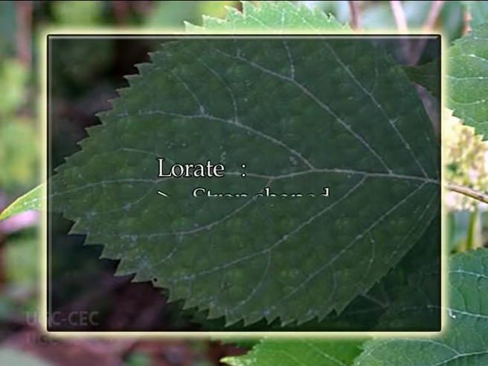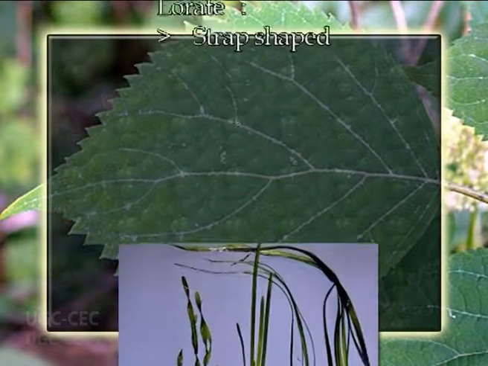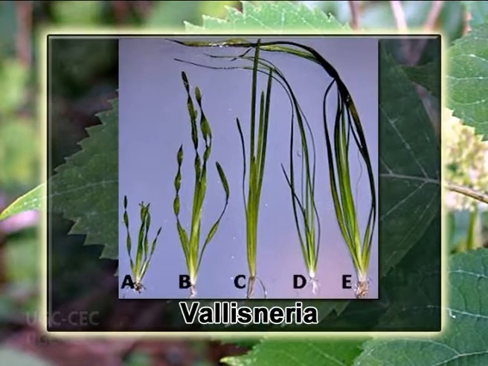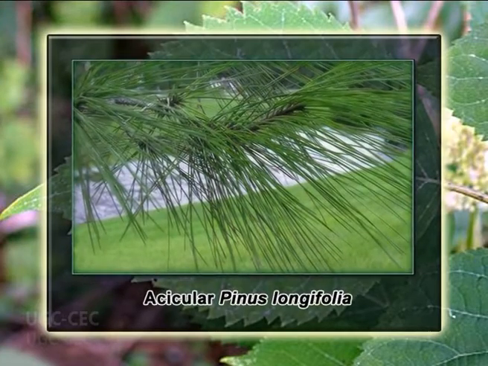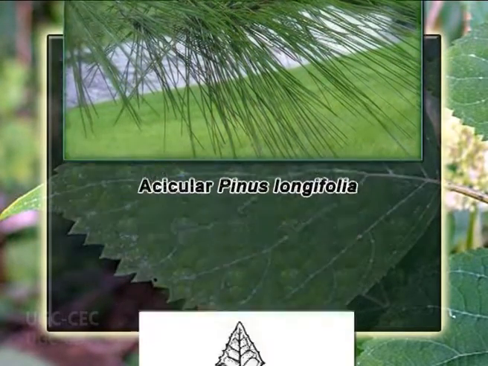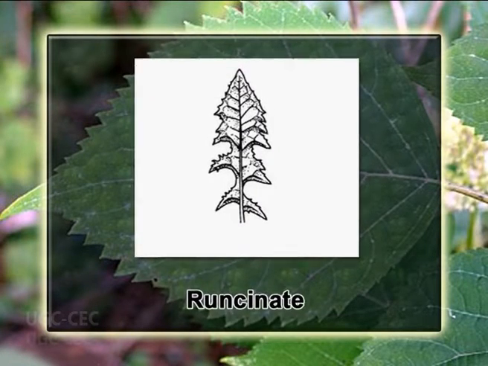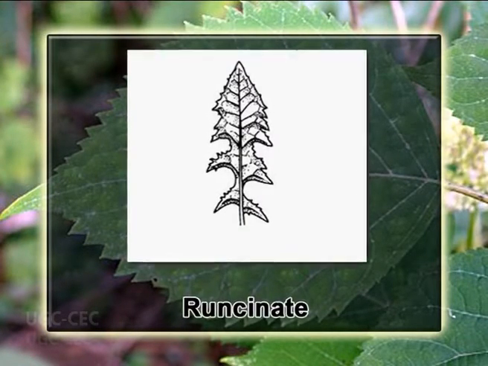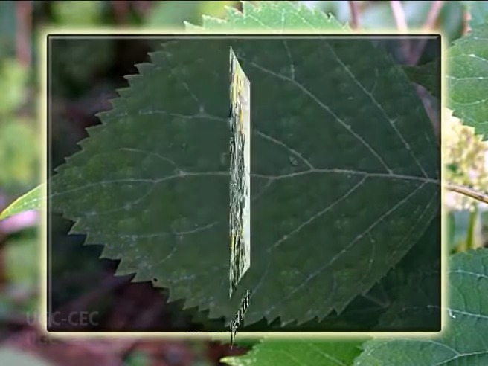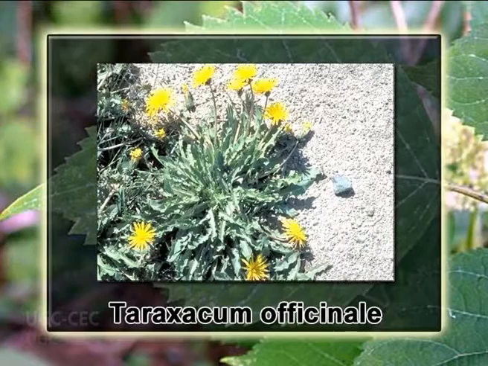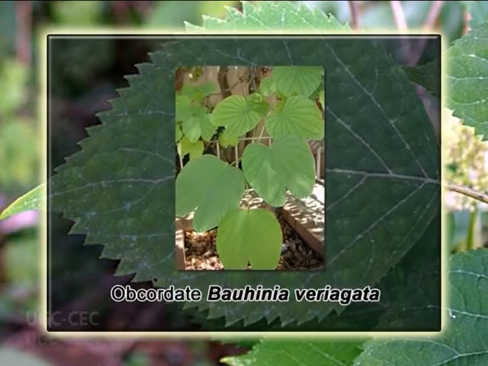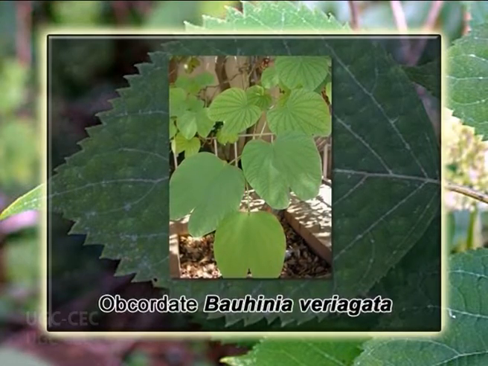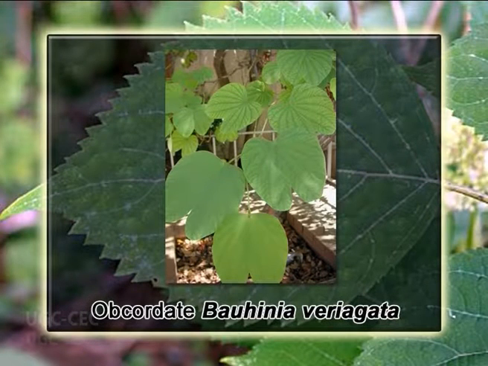Or lorate, that's strap shaped, for example, in Vallisneria species. Acicular, long, narrow and straight like a needle, for example, in Pinus longifolia. Runcinate, these are coarsely serrate to sharply incised with the teeth pointing towards the base, for example, Taraxacum officinale. Obcordate, reversed cordate, that is, the base is rounded or cuneate but deeply notched at the tip. For example, Bauhinia variegata.